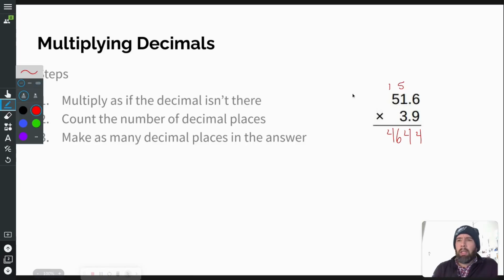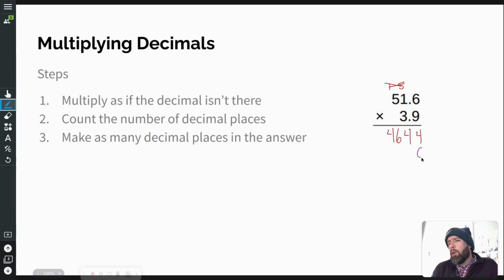All right, so let me get rid of these. I don't want them anymore. Let me change the color too. Whenever we do the second row, add a 0. 3 times 6 is 18. Bring out the 1. 3 times 1 is 3, plus 1 is 4. And 3 times 5 is 15. All right, I did it.